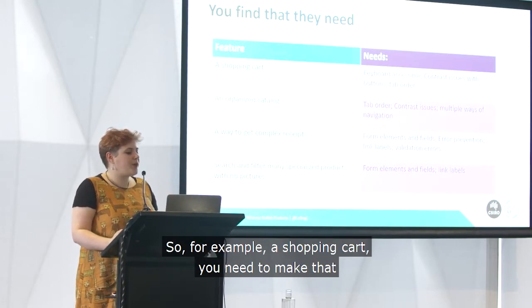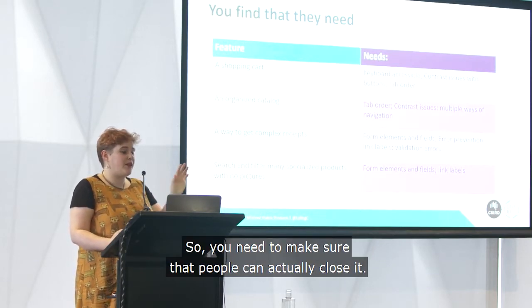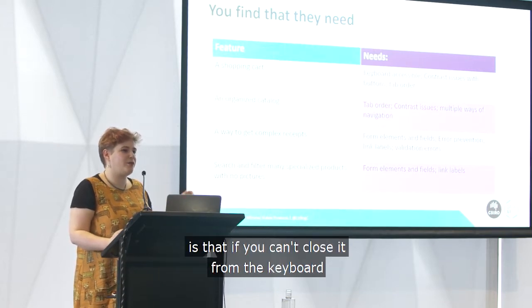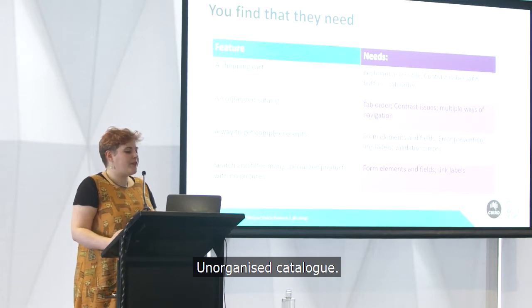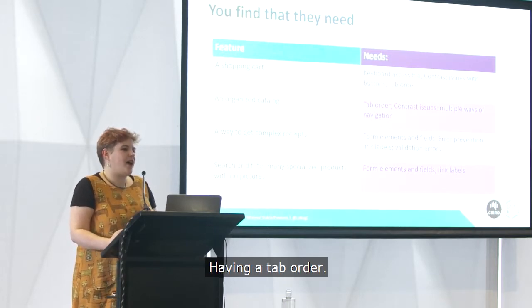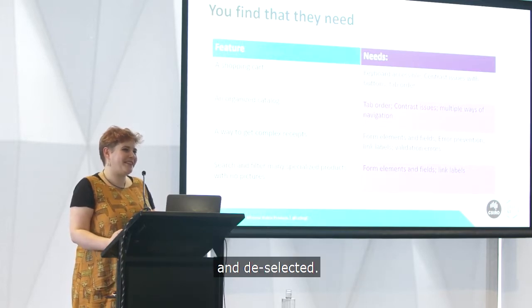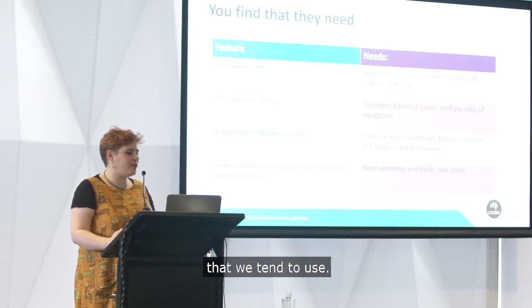So for example, a shopping cart, you need to make that keyboard accessible, so you need to make sure that people can actually close it. That is one of the things that happens: if you can't close it from the keyboard, it doesn't meet compliance. An organized catalog needs a tab order, having things actually being able to be selected from the keyboard and deselected. Things that sometimes just don't work in the code libraries that we tend to use.